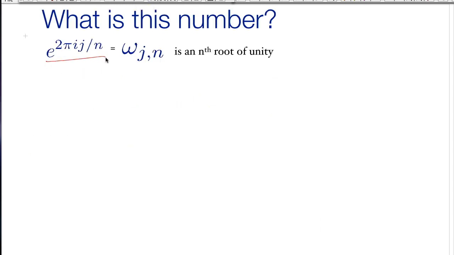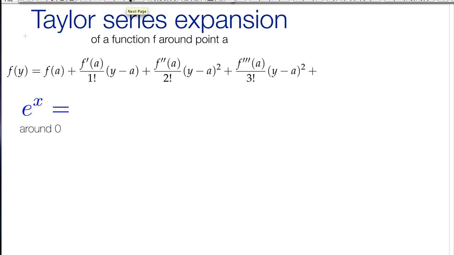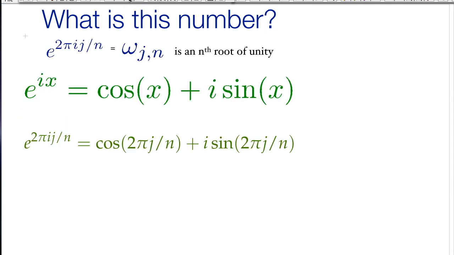What is this number? In order to get a handle on that, we're not going to go through the Taylor series expansion, although one could. One could expand this around 0 and basically get what I'm coming to. The punchline on that Taylor series expansion is that you can write e to the ix as cosine x plus i times sine x. And so this gives you a nice formula for e to the 2 pi ij over n. It just turns out to be cosine of 2 pi j over n plus i times sine 2 pi j over n.